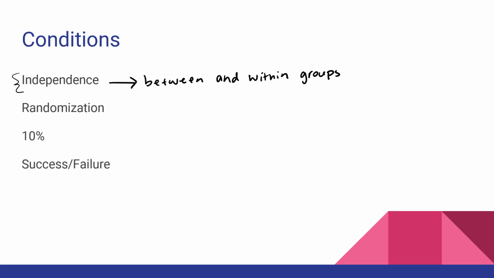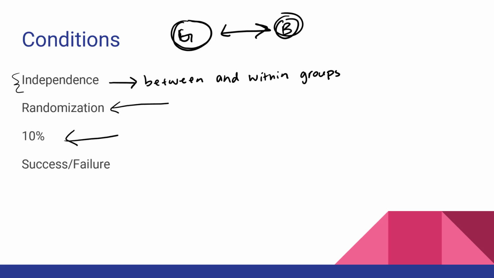Not only does one girl having social media have to be independent of another girl having social media, we also have to check that one girl having social media does not affect another boy having social media. We have our 2 groups, girls, and we have our boys. We check for independence within the girls, and then within the boys, and then between the 2 groups. So does the girl group affect the boy group? Next, we check that we have a random sample. We sampled under 10% of the entire population, so we sampled under 10% of all girls and under 10% of all boys. And then we have to check our success failure.